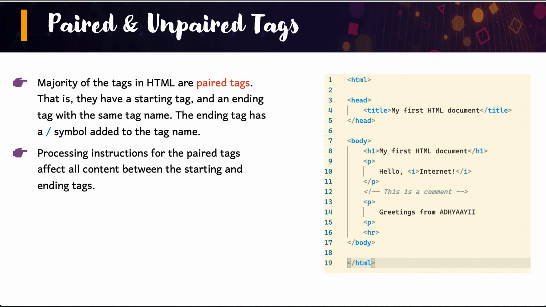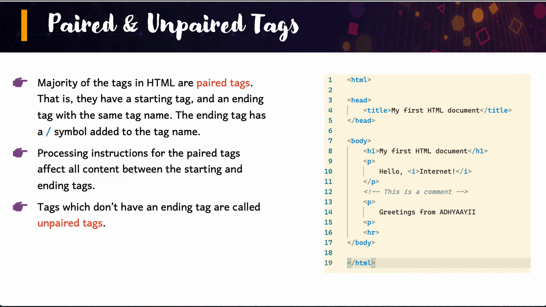Okay. Now, there are other kinds of tags which do not have an ending tag. Consider line number 16 in the example on the right hand side. There is just an hr tag which stands for horizontal ruler. You will learn about it in probably one of the subsequent lessons. This horizontal ruler tag does not have an ending. It is an unpaired tag. Any tags that do not have an ending tag are called unpaired tags.